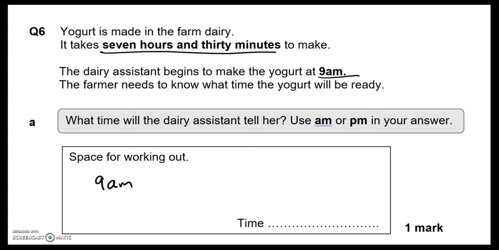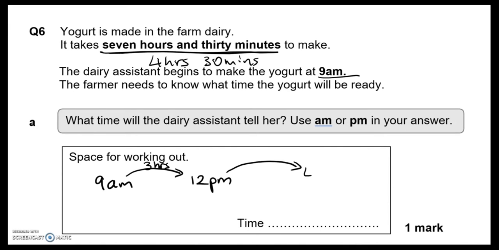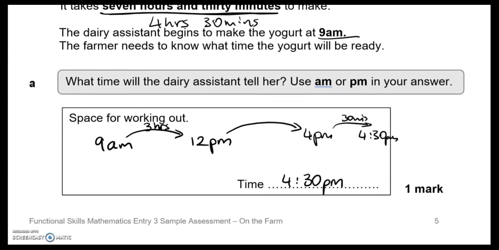Okay, from 9 a.m. to 12 p.m., midday, it'll be 3 hours. So what we have left here then is 4 hours and 30 minutes. So if we add 4 hours, that becomes 4 p.m. and the 30 minutes, 4:30 p.m. That's when it will be ready.